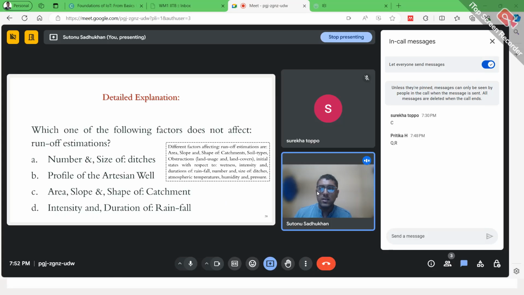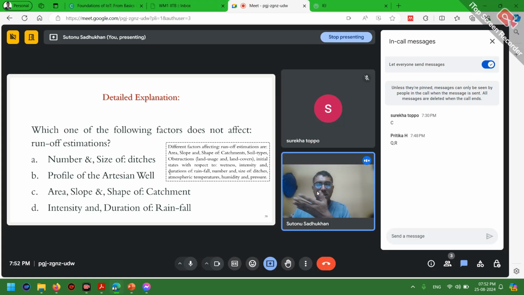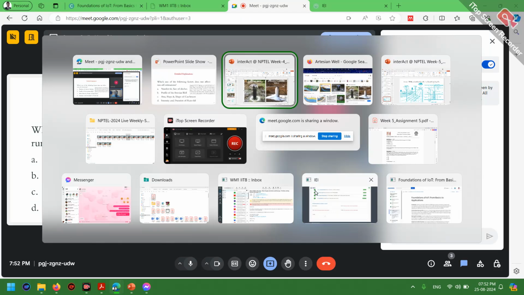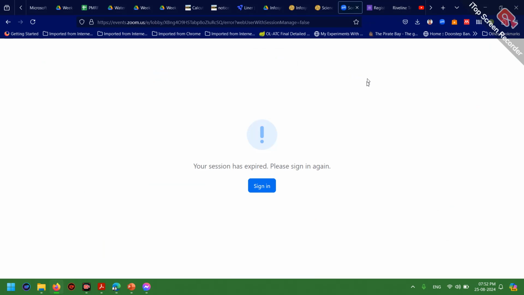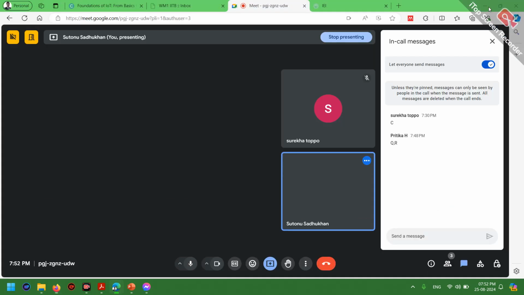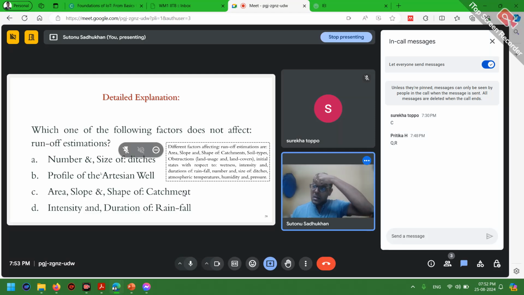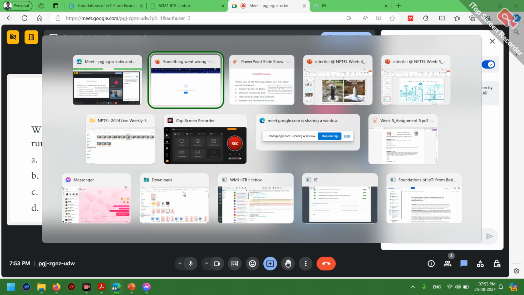Runoff means that if rainfall is occurring, the water is running off into nearby water bodies. So all these other things, the number and size of ditches, area, slope, shape of the catchments, and intensity and duration of the rainfall, will obviously affect the estimations of the runoff or the runoff quantities. But what it will not get affected by is the profile of the artesian wells.